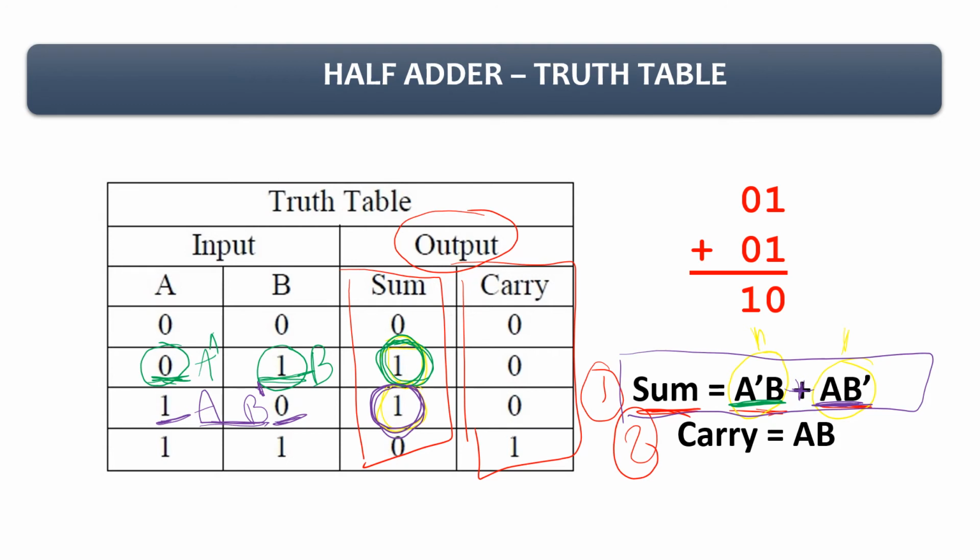And next is for the carry. See this carry, this column has only one time one, it means I'll have only a single sub expression. So carry is equal to one expression, this one. How many inputs do I have? A and B, and both have value one. Fine. So I got AB. So this is how you can write an expression for your output from your truth table.